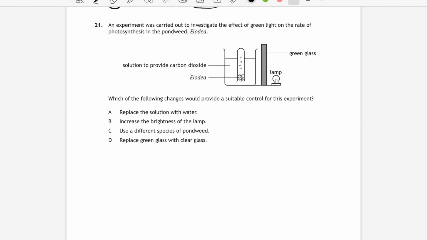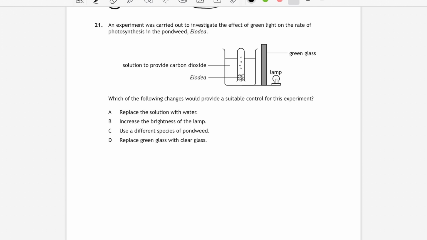An experiment was carried out, this is question number 21, an experiment was carried out to investigate the effect of green light on the rate of photosynthesis in the pondweed, Elodea. So we're going to be given the setup here. Which of the following changes will provide a suitable control for this experiment?